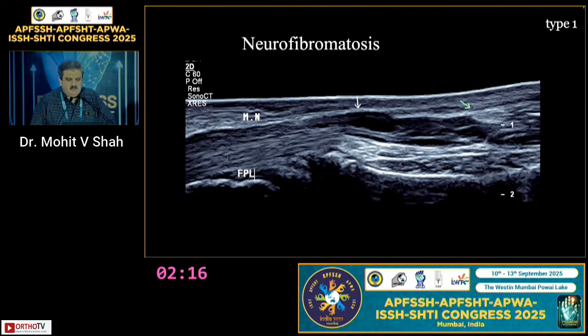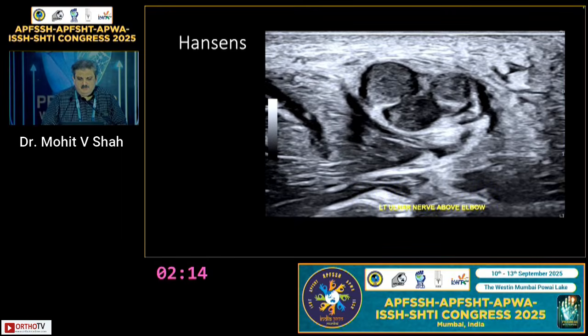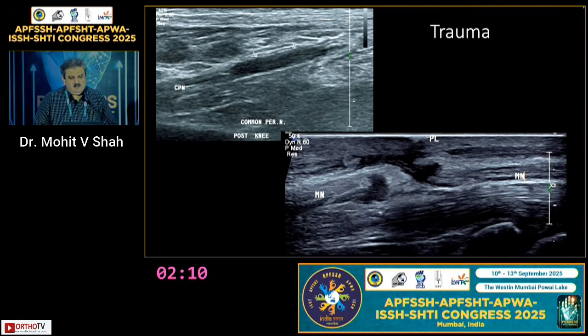We can look at primary tumors like neurofibromatosis. We can look at thickening of neurofibrils like in Hansen's. We can look at a blunt trauma without a nerve tear, or you can have a complete glass cut injury with a complete tear of the median nerve that you see.